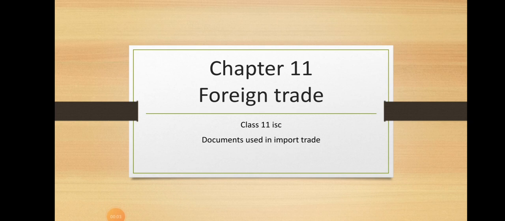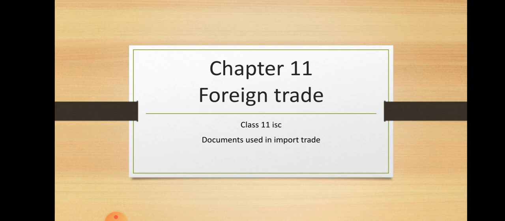Good morning, children. Again, we are going to continue chapter 11, that is foreign trade. Today, in this lecture, we will study the documents that are used in import trade. Import trade means we are purchasing goods from a foreign country.